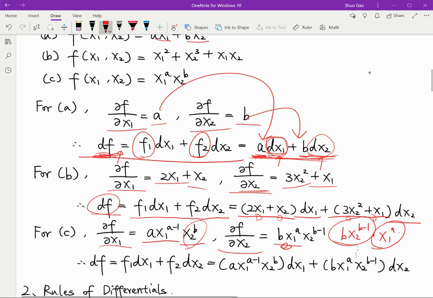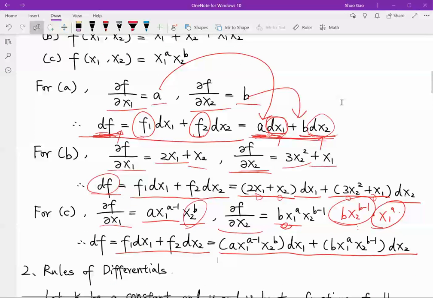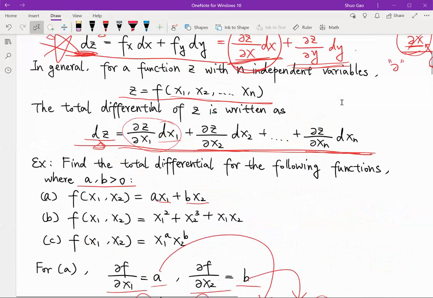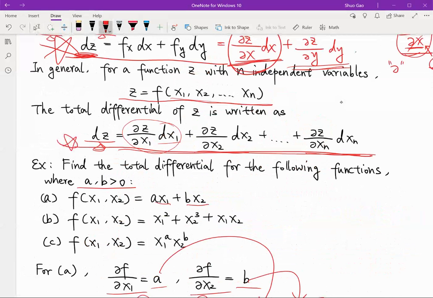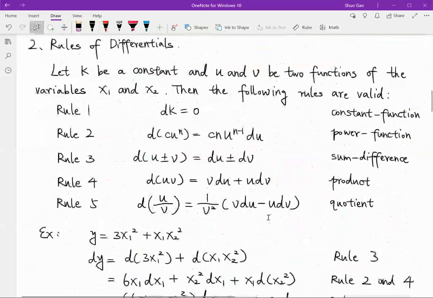And then we plug in to find the total differential of the function like this. So this is how we find the total differentials. Just use the equation here and here. Okay. And then we have some of the rules of differentials. For these rules, you may be familiar with them because we've talked about similar ones in the previous chapters. But let's review them again, right?